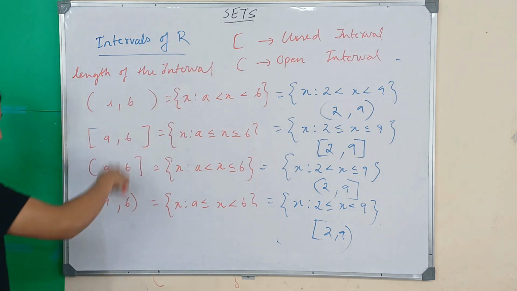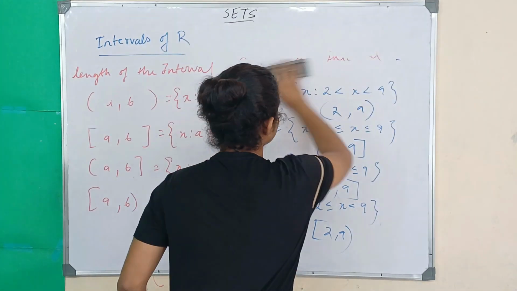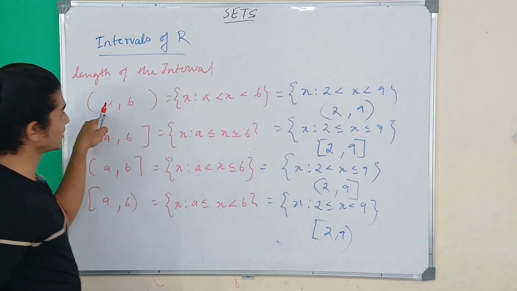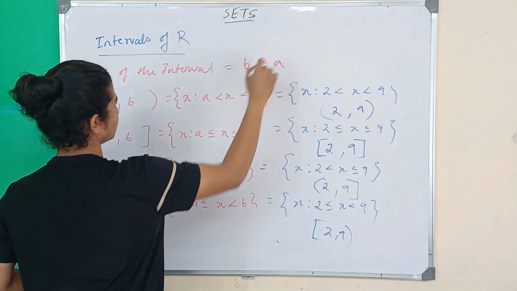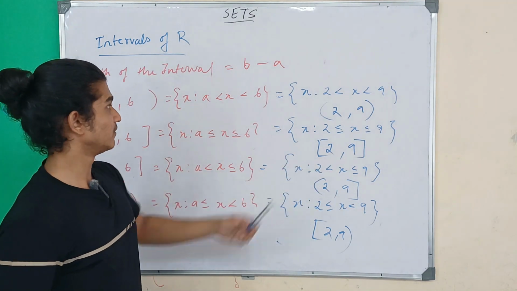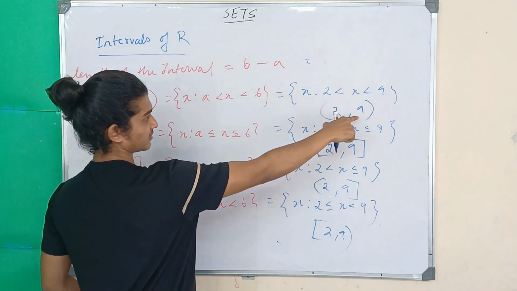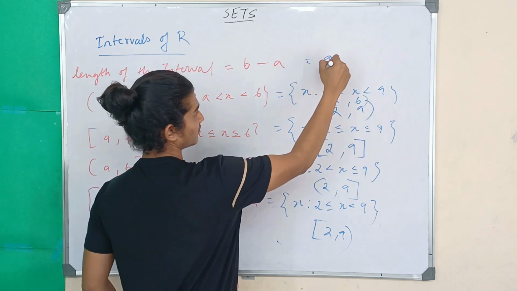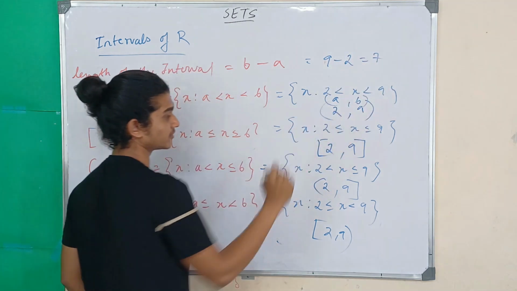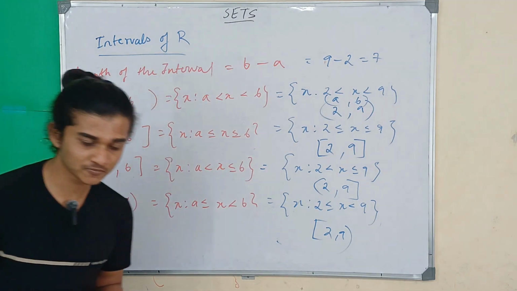So you'll be given these kinds of intervals, and if they ask you to find the length of the interval, you just basically have to do this minus this, just b minus a. That's all. So in this example, a is this and b is this. So 9 minus 2, which is 7. So the length of this interval is 7. So this was the intervals of R. Let us try to solve some problems on this.